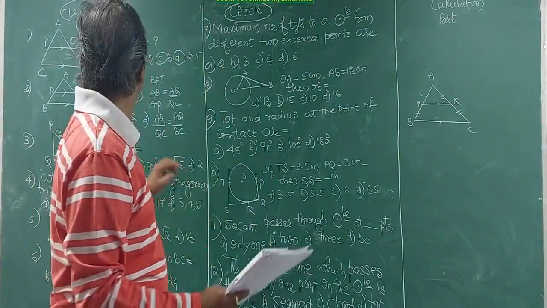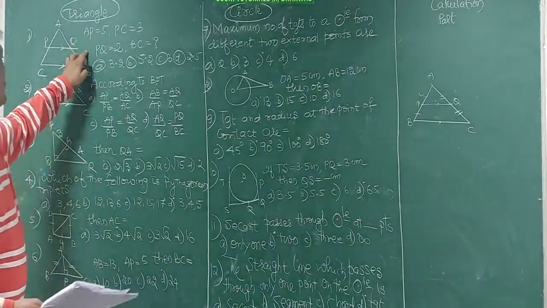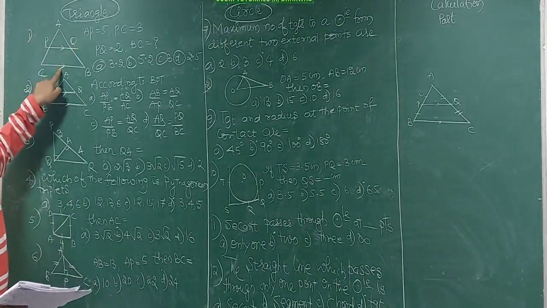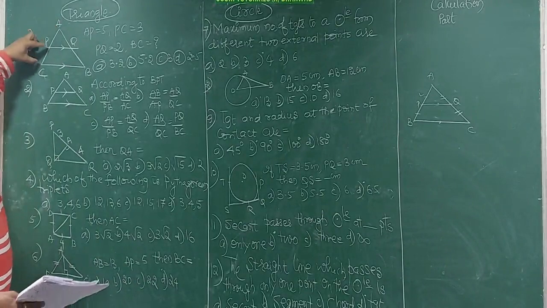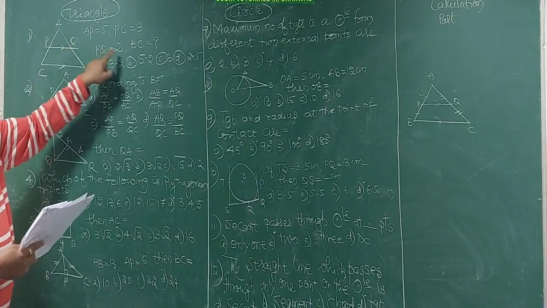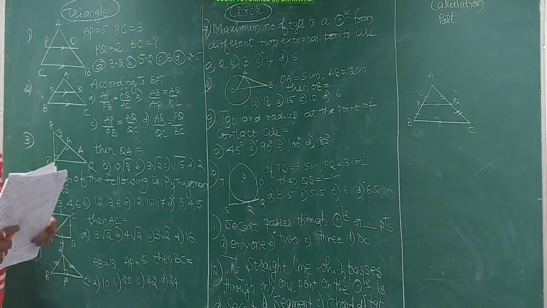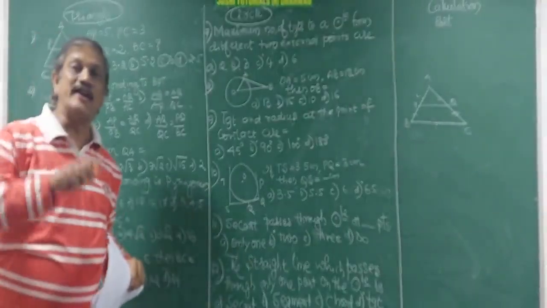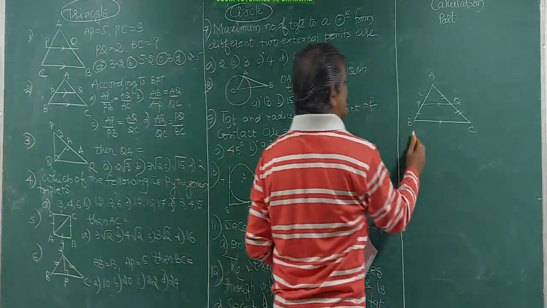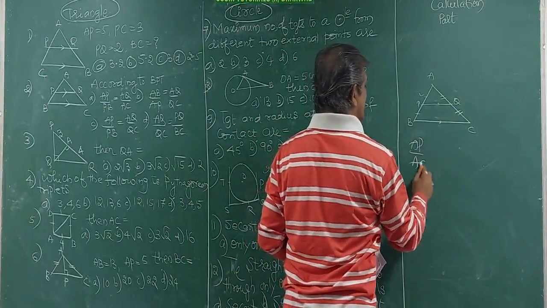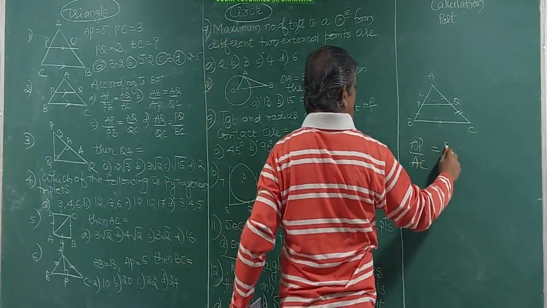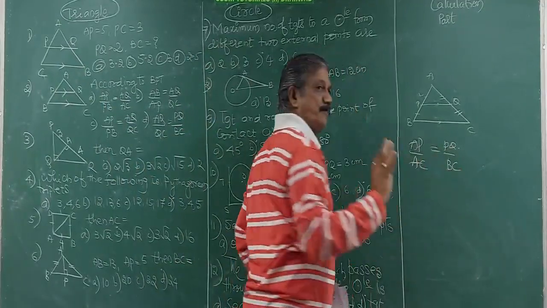Now we'll see the first question. In triangle ABC, PQ is parallel to BC. AP is given as 5, PC is given as 3 and PQ is given as 2. What is the value of BC? You can apply corollary because he has asked here AP by AC. For the first one I write here AP by AC is equal to PQ by BC. One step you have to write.